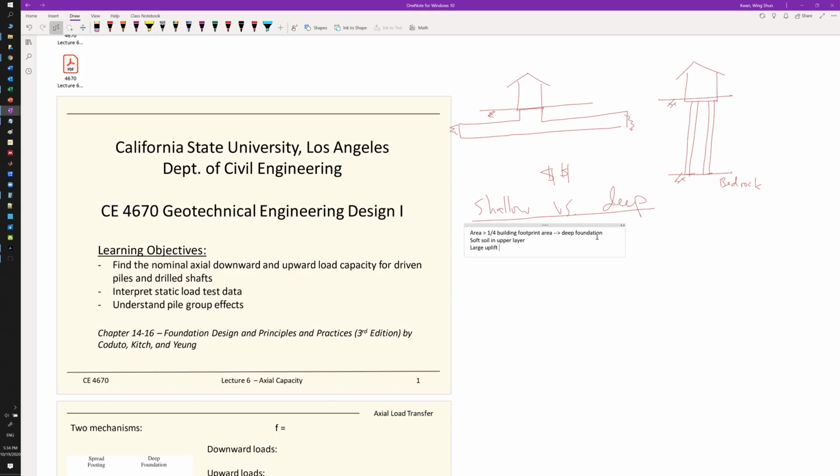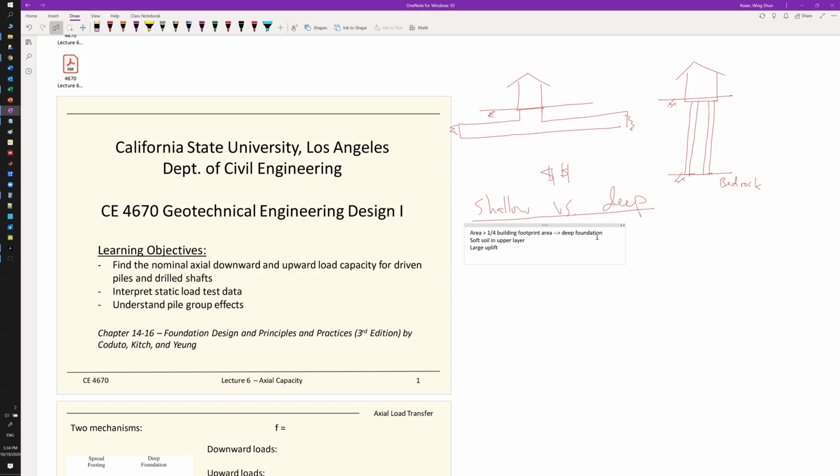We can grant you the pass to take a 5,000 level course and use this to substitute your 4,000 level course. So if you're interested in further learning about geotech design, I highly recommend you consider that next semester. Take Geotechnical Engineering Design 2, CE 567. So if you're interested, talk to me.